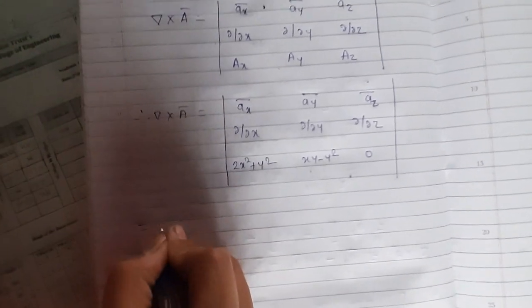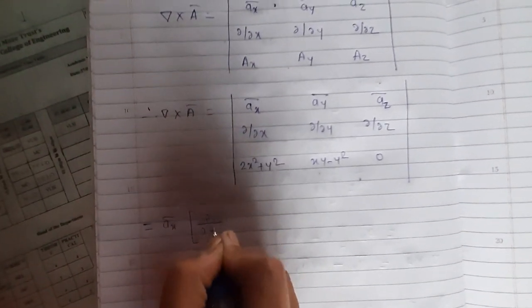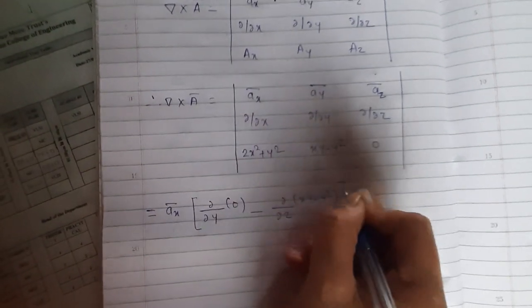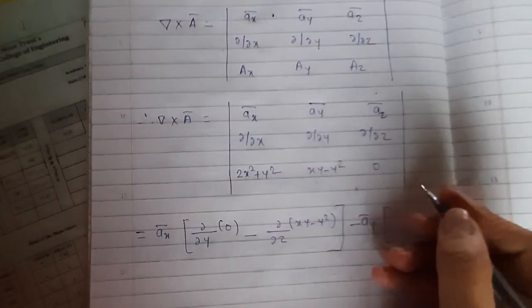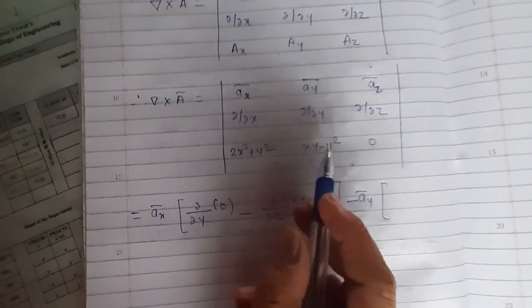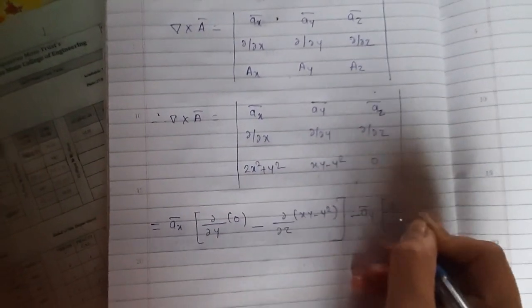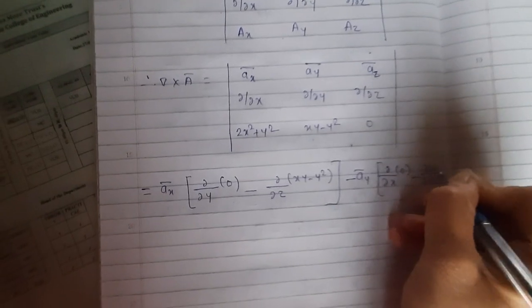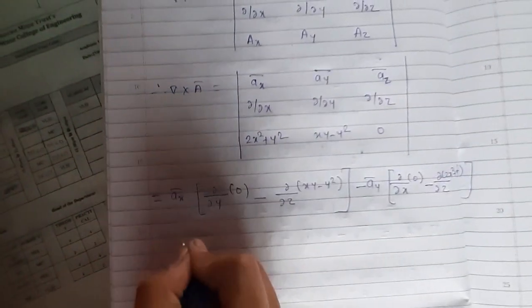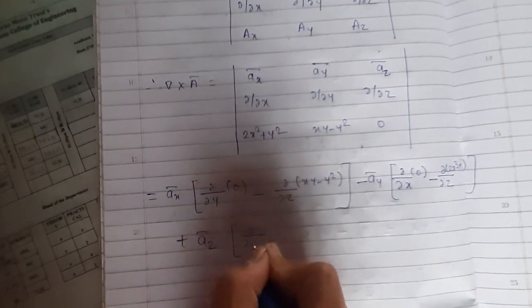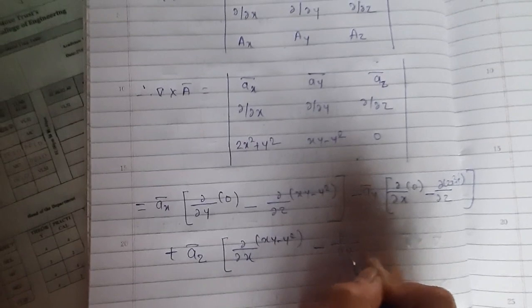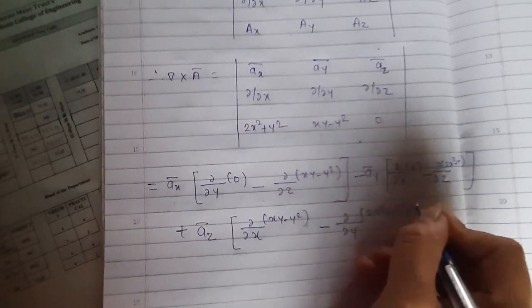Now we solve this determinant. This is ax bar into d by dy of 0 minus d by dz of xy minus y square, minus ay bar into d by dx of 0 minus d by dz of 2x square plus y square, plus az bar into d by dx of xy minus y square minus d by dy of 2x square plus y square.